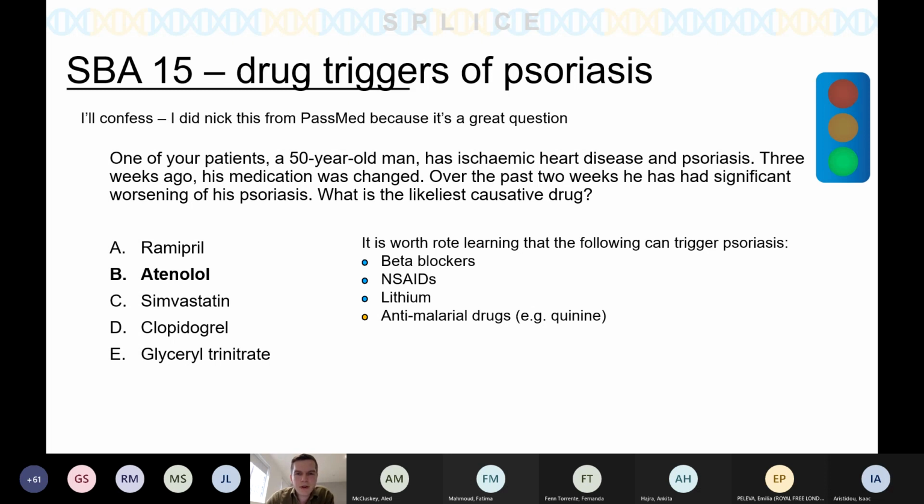So there are certain drugs you need to know that trigger psoriasis, and we've got a list there. Beta blockers, NSAIDs, and lithium. Well, beta blockers and NSAIDs are very commonly used. I was going to say lithium's not so common, but as you guys are in 5th year and psych is a big topic, you could get that in a question. And then antimalarials I've included just for the sake of completion. I think you're less likely to have an SBA on someone with malaria prophylaxis. So yeah, just learn beta blockers, NSAIDs, lithium trigger outbreaks of psoriasis.